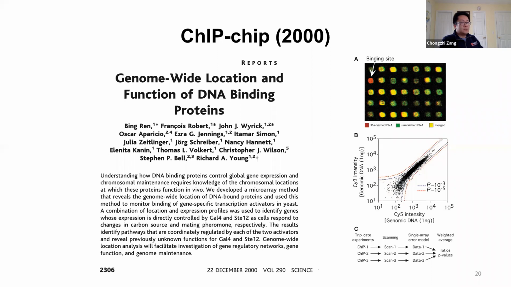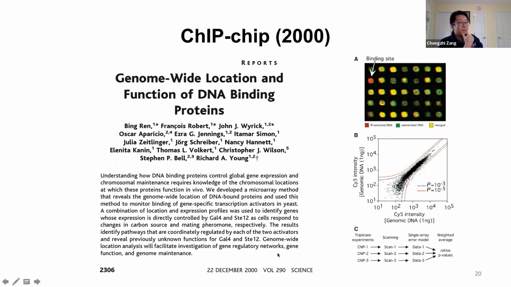The first work that combined chromatin immunoprecipitation with microarray, which they named ChIP-chip, was done by Richard Young's group, led by his postdoc Bing Ren, in the year 2000, and the work was published in Science.